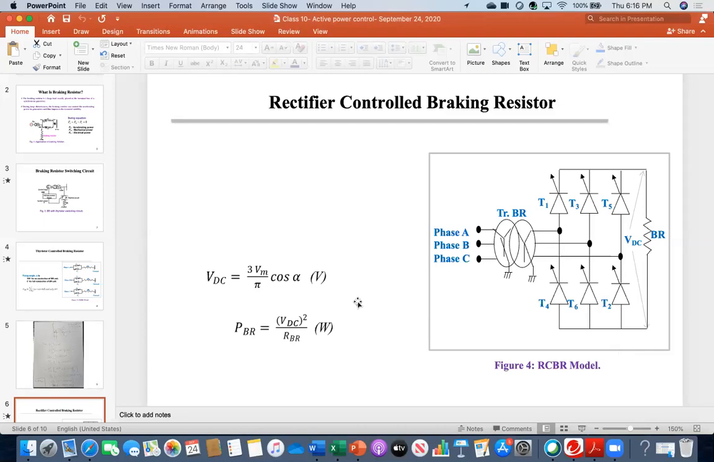Okay, so now everybody please write down this equation also. So this means that you will be using this equation when you have rectifier control braking resistor. So it depends on the problem. By reading the problem, you can understand which equation to choose. You remember in this case, first you will be converting into DC voltage by using this equation, and then you apply the power equation. This is the common equation, you all know.